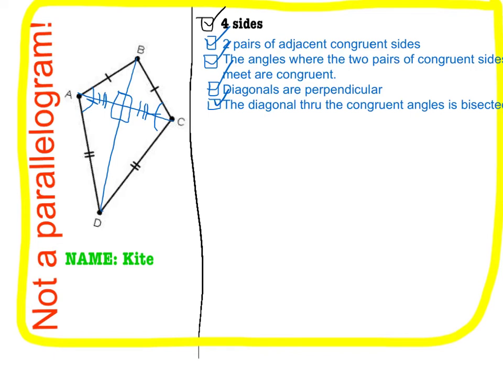And again, please take this back to your group, and once they highlight this box, make sure you remind them a kite is not a parallelogram.